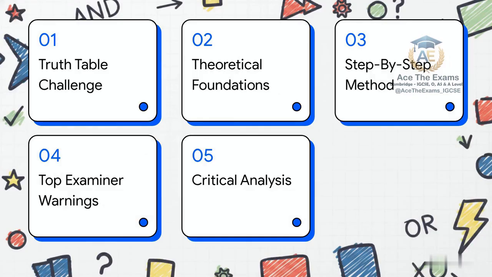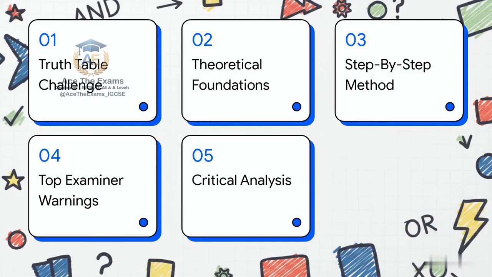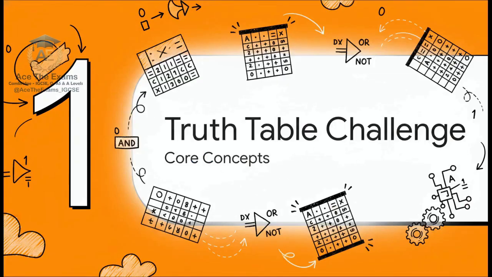Here is our race plan for today. We're breaking down the examiner's playbook into 5 critical sectors. First, the truth table challenge, where we'll diagnose the real problem. Second, theoretical foundations, looking at how to build your engine. Third, our step-by-step methodology, which is your pit crew procedure. Fourth, top examiner warnings, identifying the sharp corners on the track. And finally, critical analysis and evaluation, the final straight to securing top marks. Let's dive straight into Sector 1, the Truth Table Challenge.